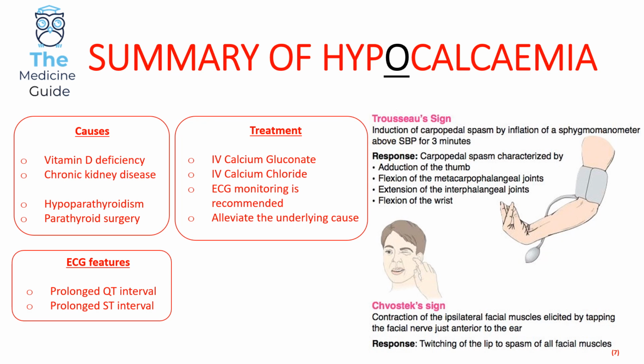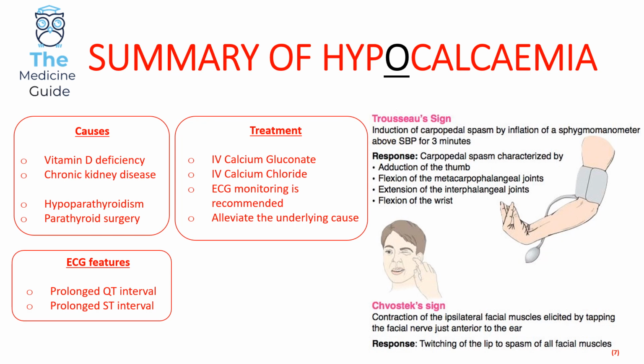So if you have a look on the far right, you can see an example of a blood pressure cuff creating this carpopedal spasm. So this carpopedal spasm is characterized by adduction of the thumb, flexion of the metacarpophalangeal joints, extension of the interphalangeal joints, and flexion of the wrist.